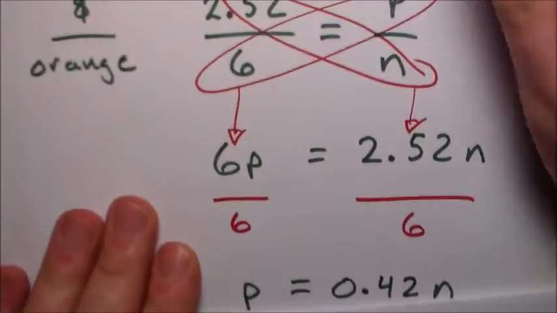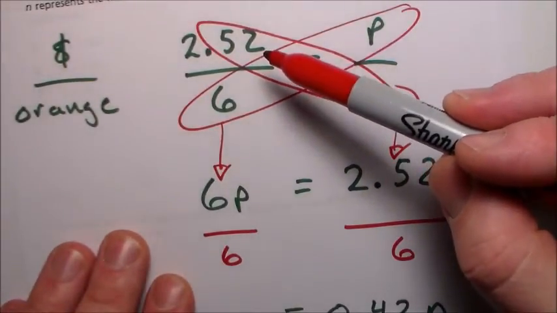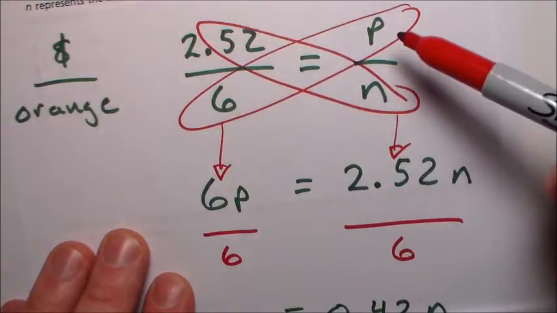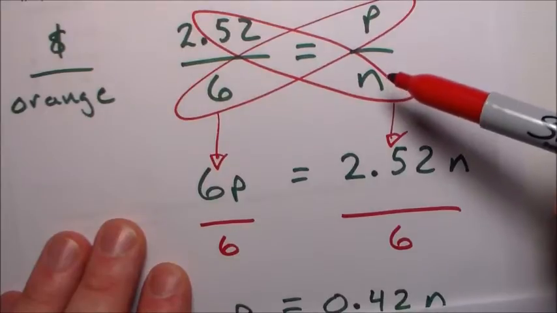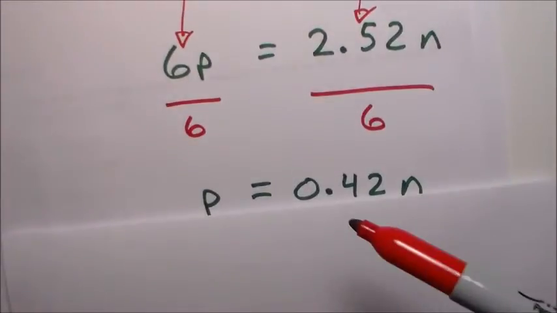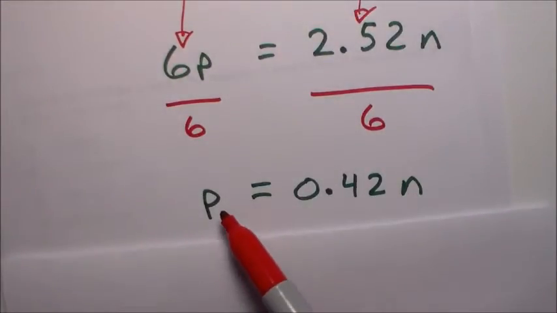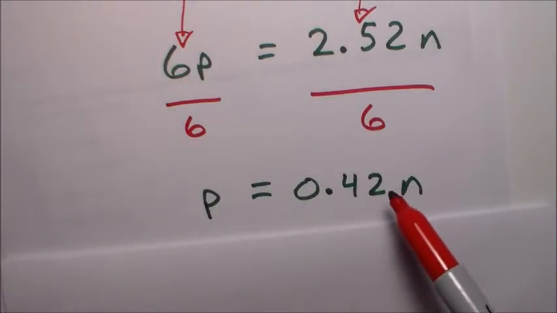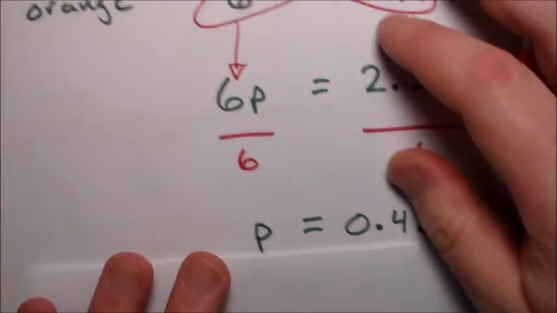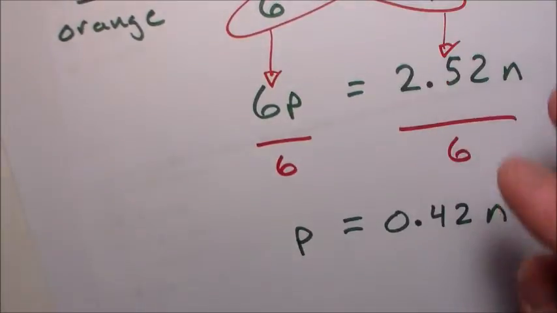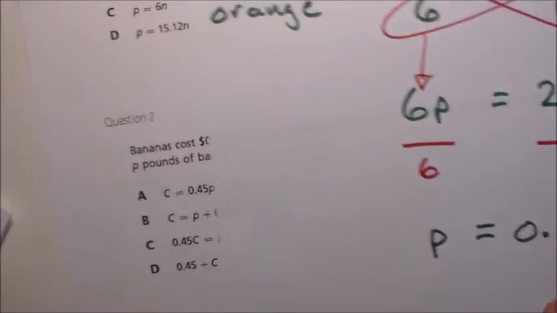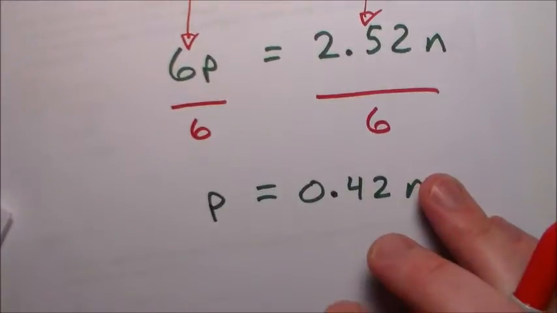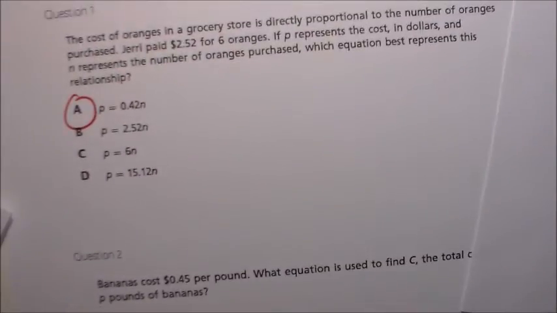And there we are. P equals 0.42N, which kind of makes sense, right? Because if we spent $2 and a little more than $2.50 on 6 oranges, we know each orange is going to cost a little less than 50 cents. So you can use this equation to get your total cost by multiplying $0.42 or 42 cents times the number of oranges, and we're good to go. P equals 0.42N. So there we are. P equals 0.42N.